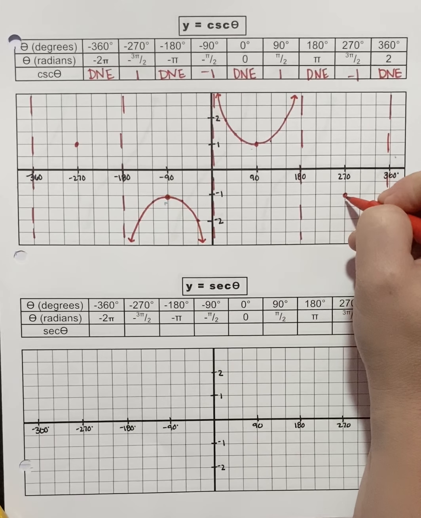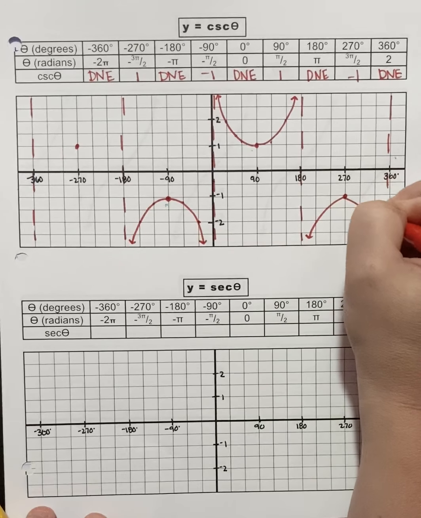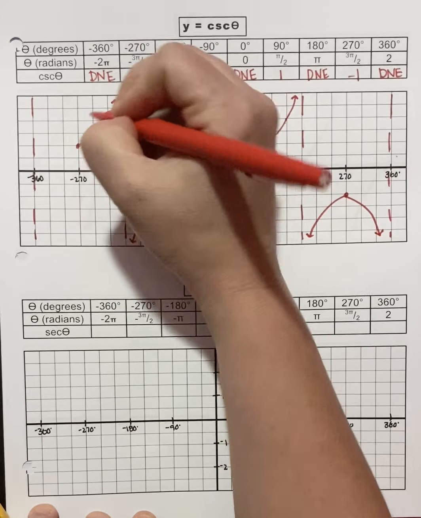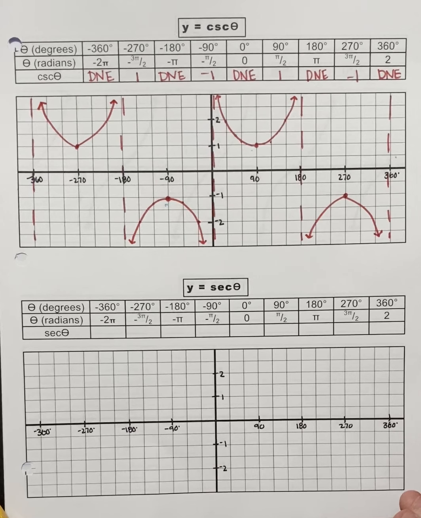Now this right here is sitting down here at negative 1, so it should look very similar to this. So this is a parabola that opens down. This right here is sitting up at positive 1, so this right here should be a parabola that opens up. Now when we go to graph secant, we're going to use the properties of cosecant to help us out there. All right, so that's what the graph of cosecant looks like.